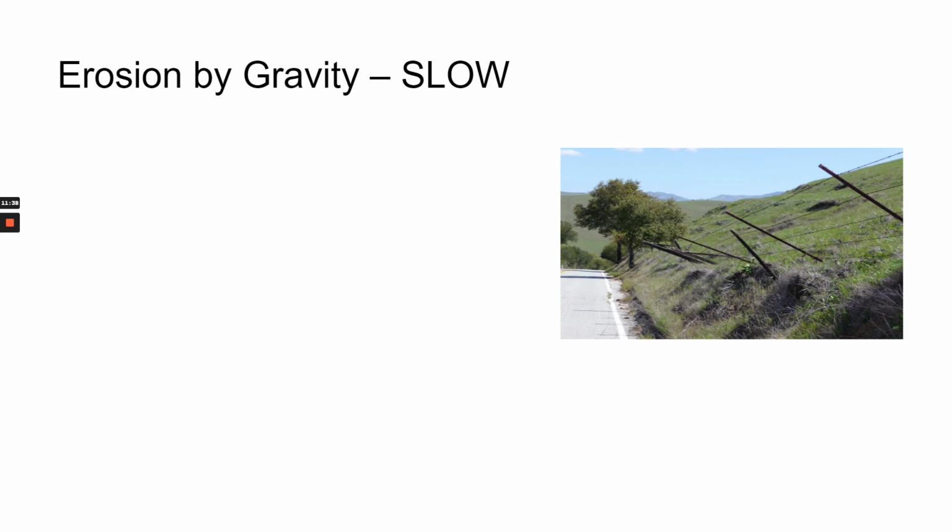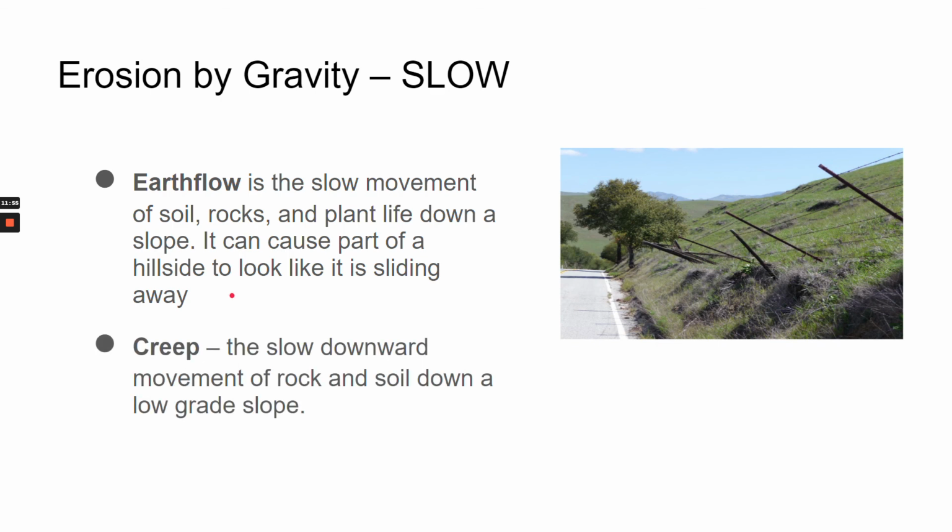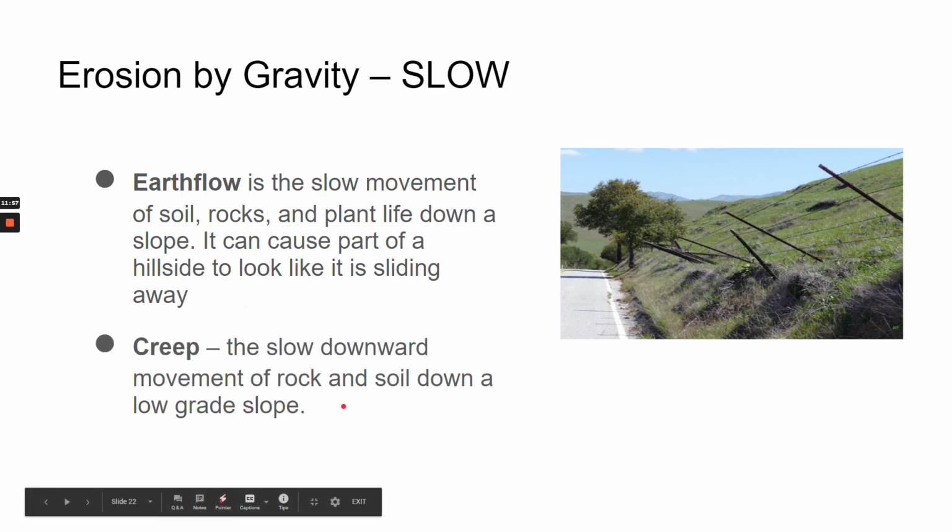Then the last kind of erosion by gravity we call slow erosion by gravity. There's 2 examples. We have earth flow. So it's sort of like a landslide, but it's happening slowly. It's not happening as quickly. And then we have creep, which is the slow downward movement of rock and soil down a low grade slope, so not a super steep one. Now this picture here, this is an example of creep.